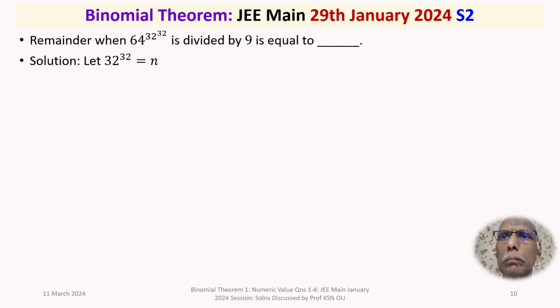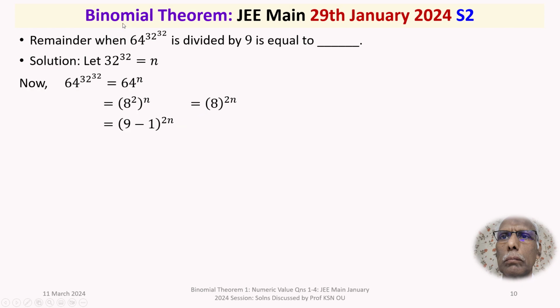We now discuss the solution of the problem in detail. 64 to the power of 32 to the power of 32. This power, that is 32 to the power of 32, we take it as n. So then 64 to the power of 32 to the power of 32 will be 64 to the power of n. This 64 we write as 8 square, that is 8 square to the power of n. That will be equal to 8 to the power of 2n. Because we have to find the remainder when divided by 9, this 8 we will write as 9 minus 1. This will be equal to (9 minus 1) to the power of 2n.